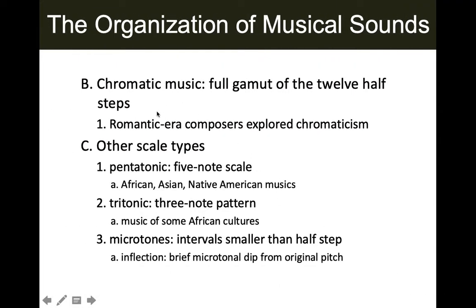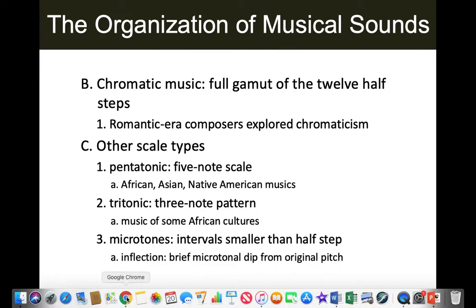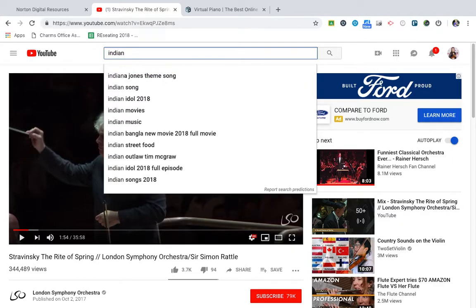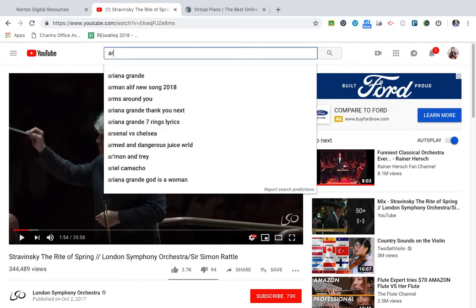You can have other types of scales. We have the pentatonic scale, or 5-note scale, that's in a lot of folk music, Native American music, African and Asian music. Tritonic, which is a 3-note pattern in African cultures. Microtones are when I was talking earlier about intervals smaller than a half step. That's a microtone, and that is used a lot in Indian music, or in Arabic music too. So I can give you an example of that.